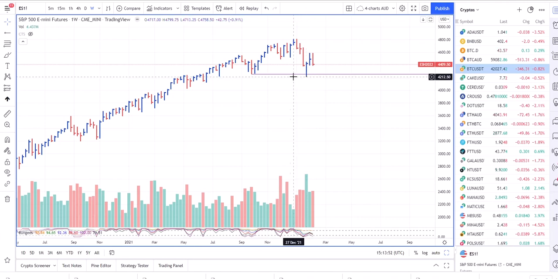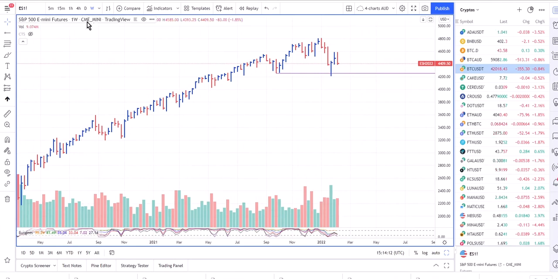So I can expect on this support area, which is 4,200, around this area, I'm expecting a testing of this market before it can go upside. So we should watch very carefully next week with the S&P 500. I expect a retest around this area, 4,200. Now look at the daily time frame, see what's happening.